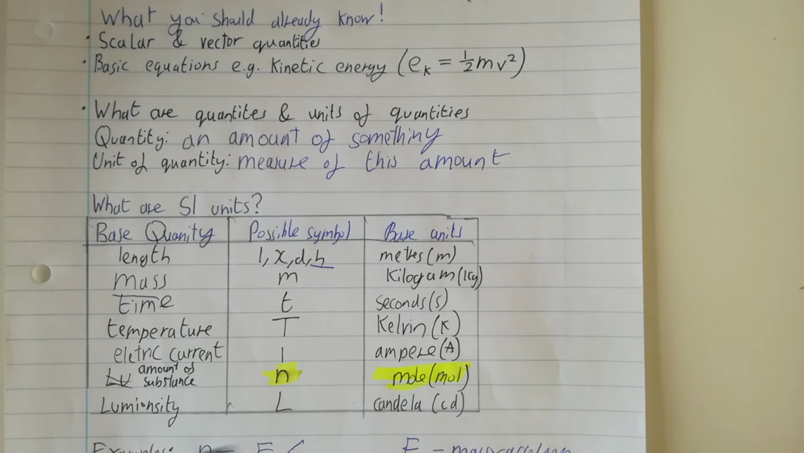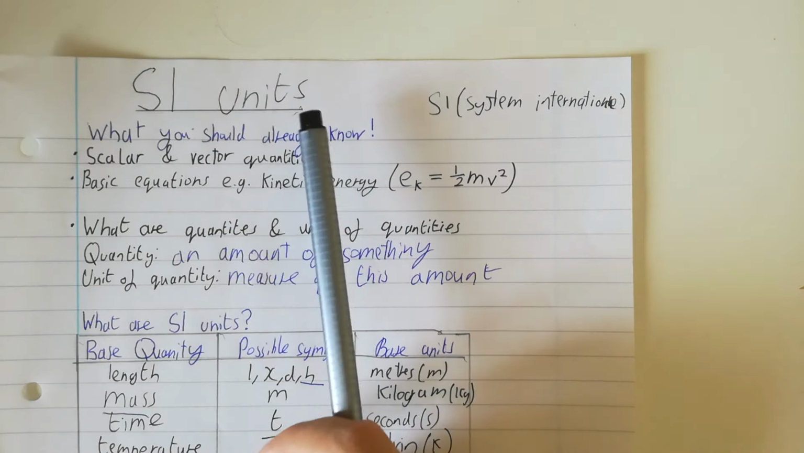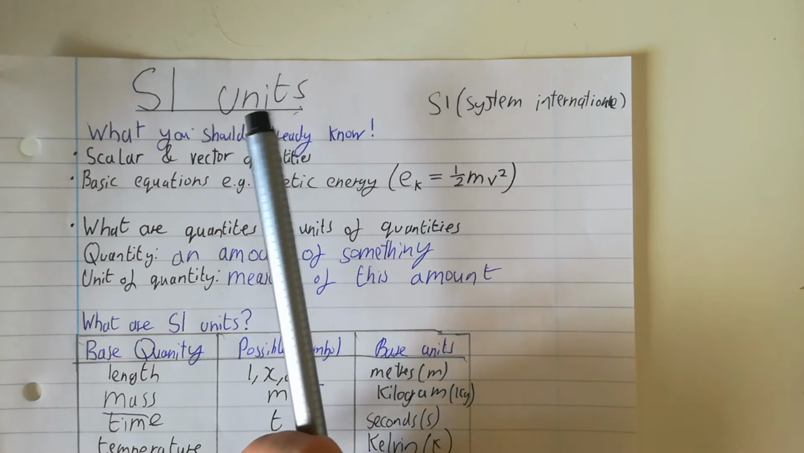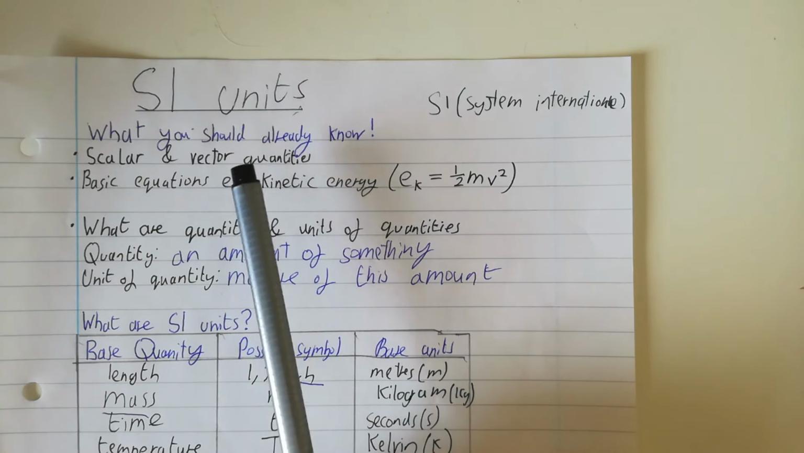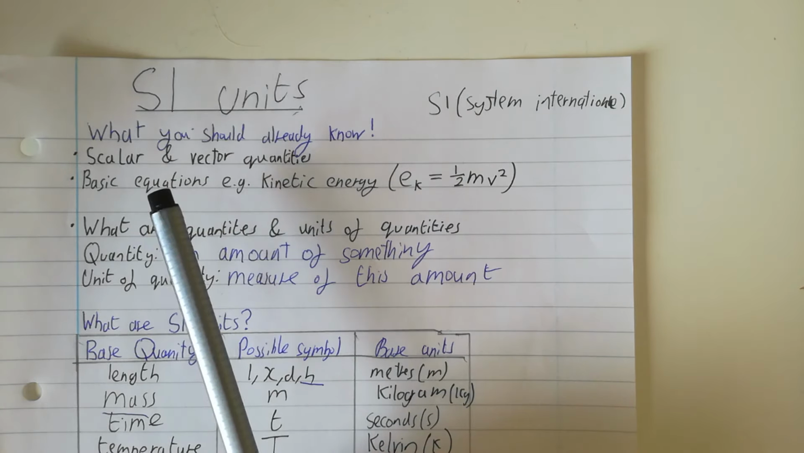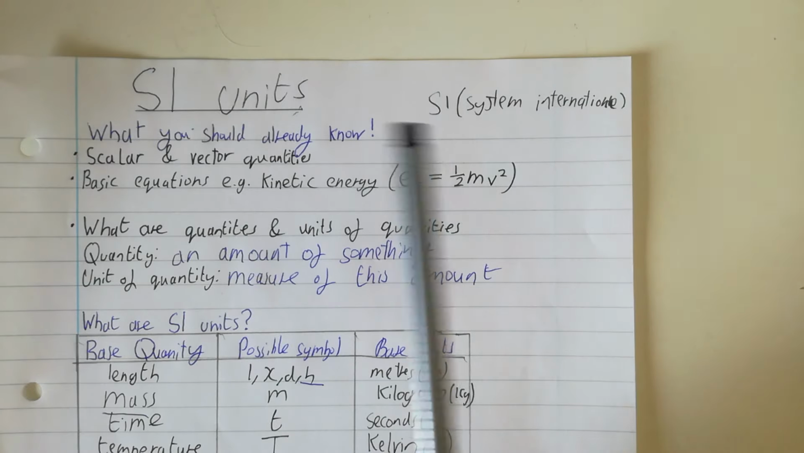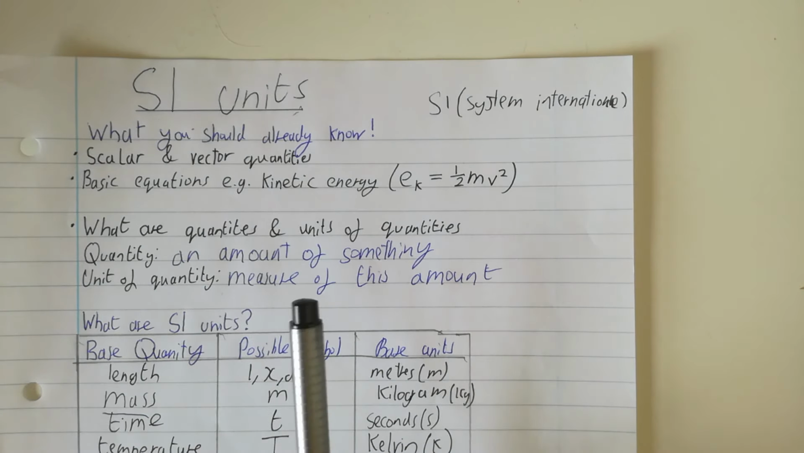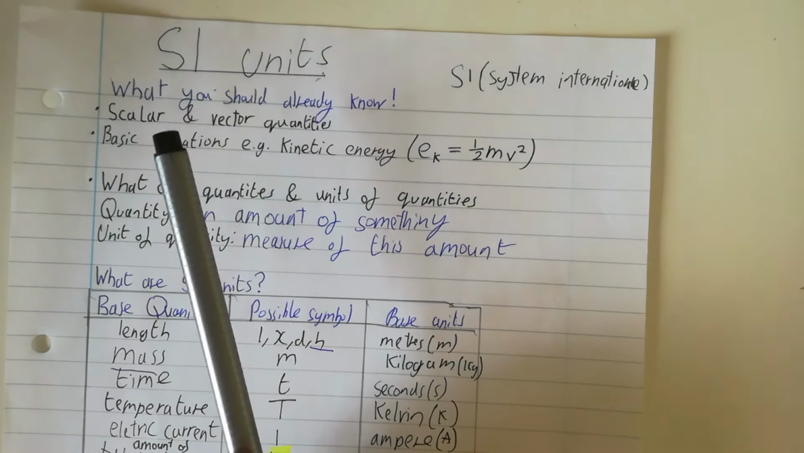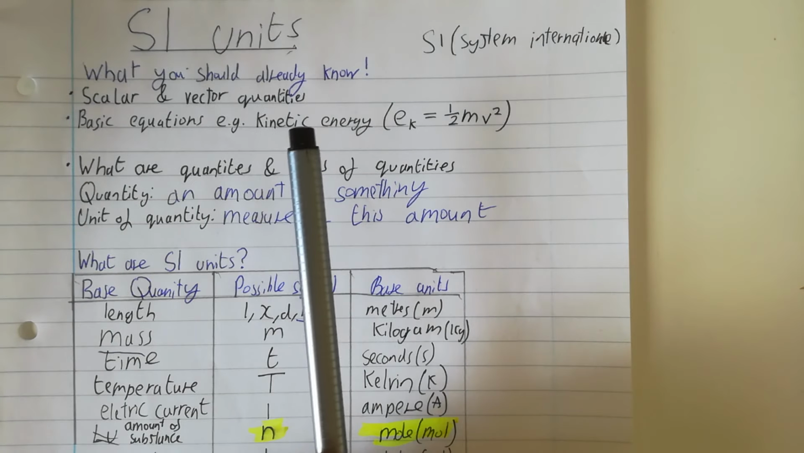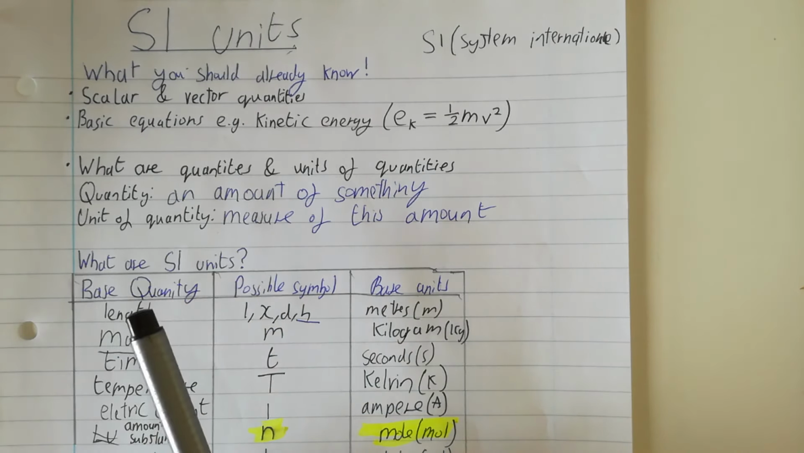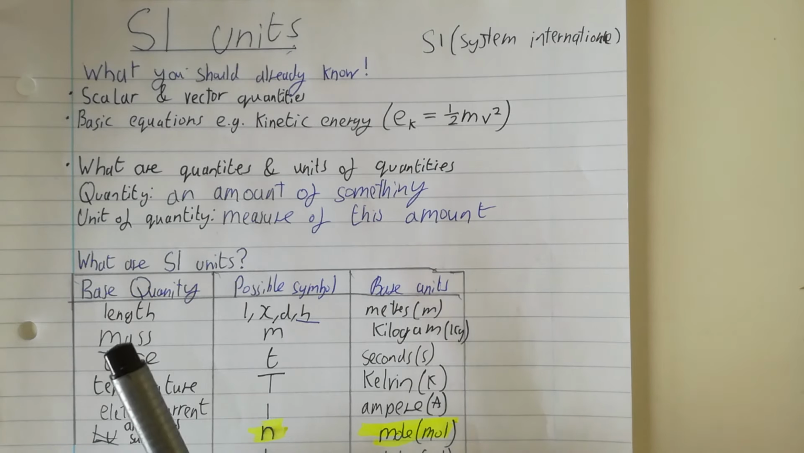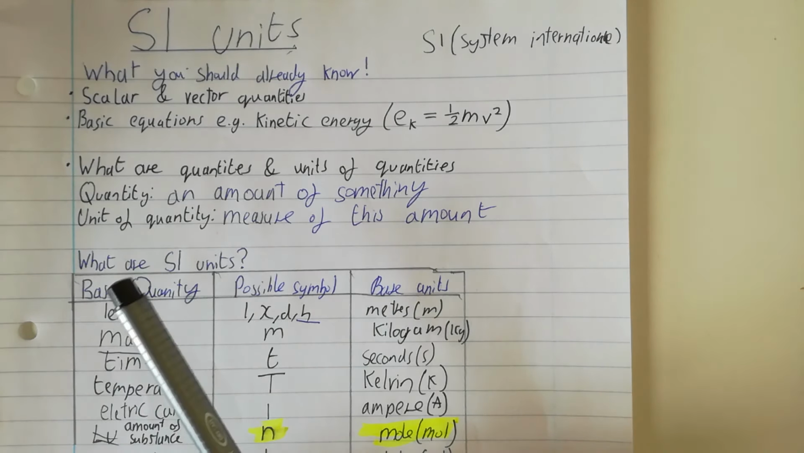So, what are SI units? Well, before we get onto that question, you should already know what scalar and vector quantities are and some basic GCSE equations like kinetic energy. You need to know the scalar and vector quantities, since s is not a symbol of length, because length is a scalar quantity and s stands for displacement, which is a vector quantity.